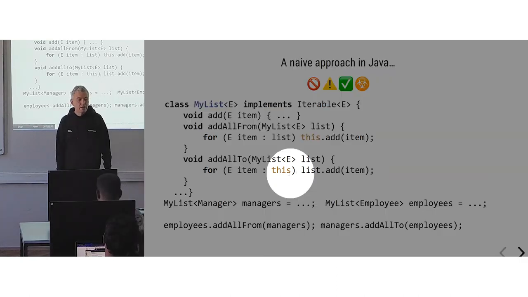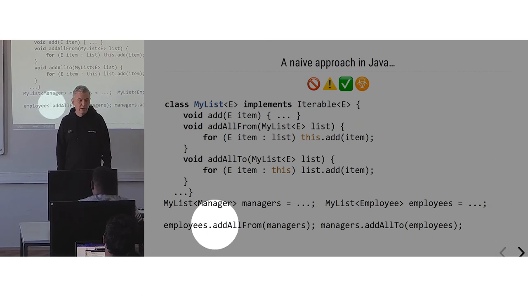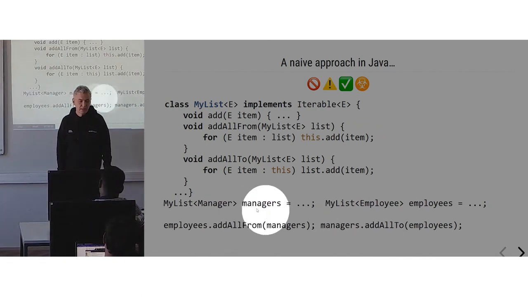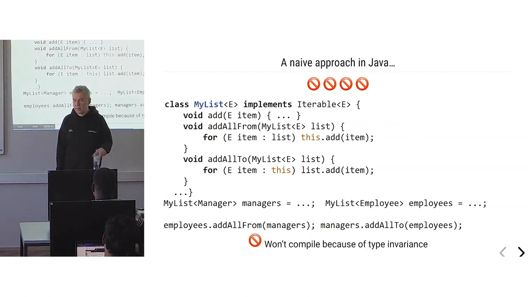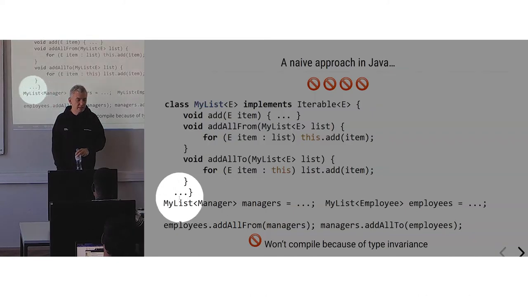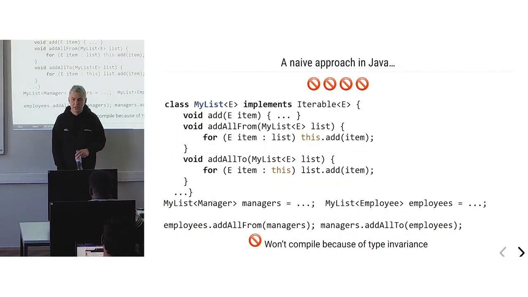But if we use such a class and we create these variables and call these methods, they make sense and should work in our opinion, but they won't work. Why won't it compile? This naive solution won't compile. With what compile time error? We created a list of managers and employees as a list of Employee, and we are calling addAllFrom on MyList of E, and this is type E, and this is managers, so this is typed as a list of Manager. So what's the problem?